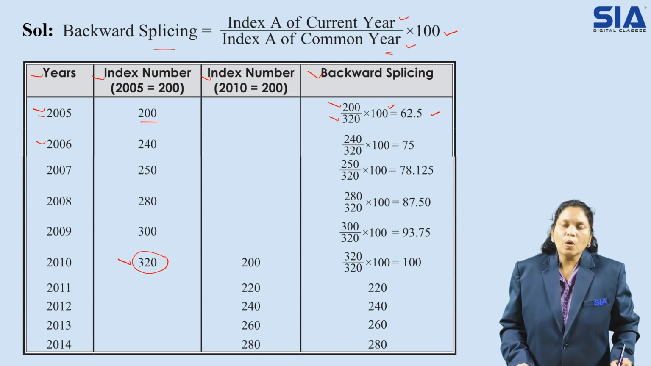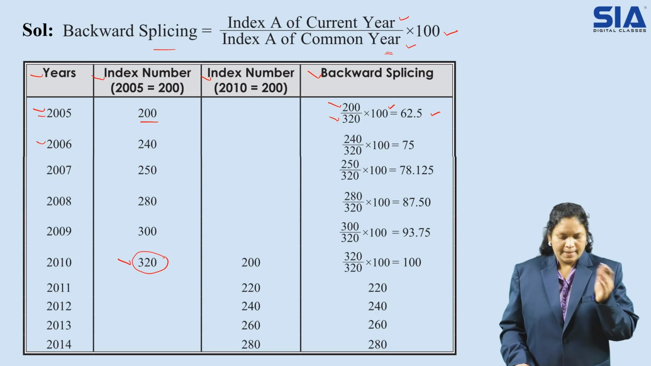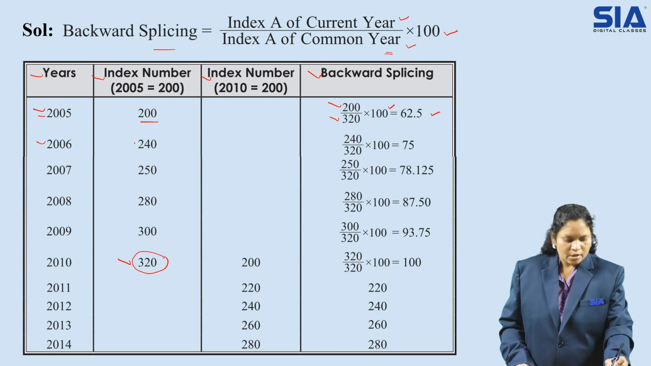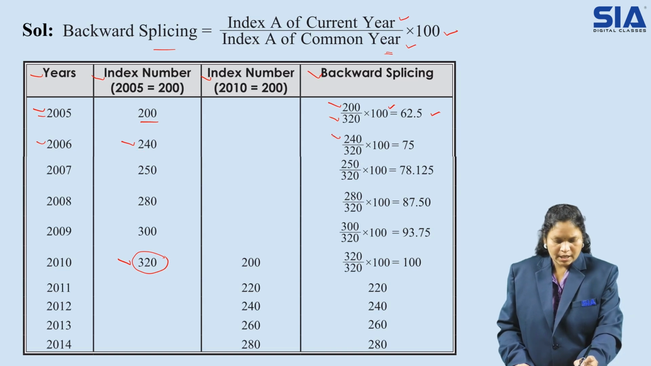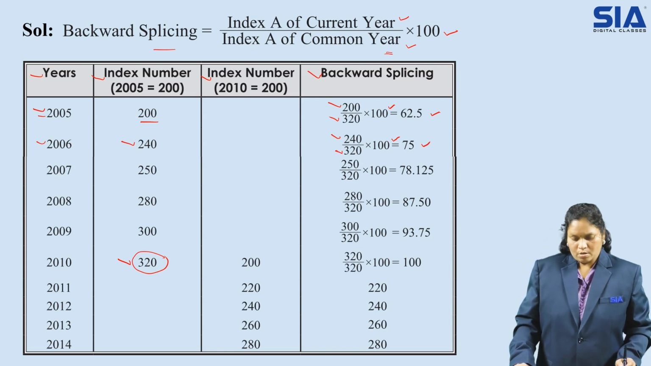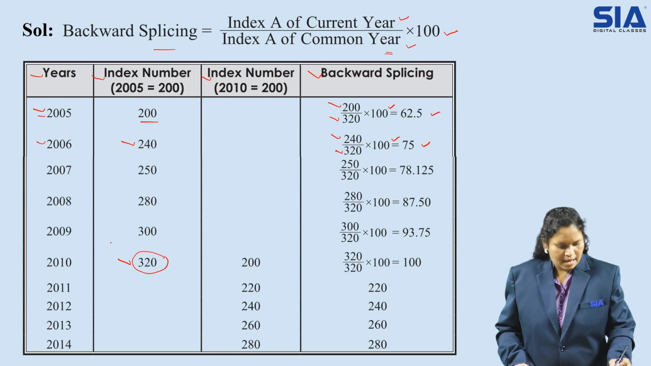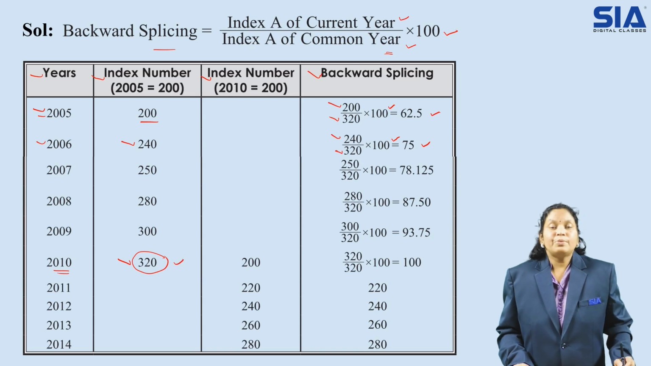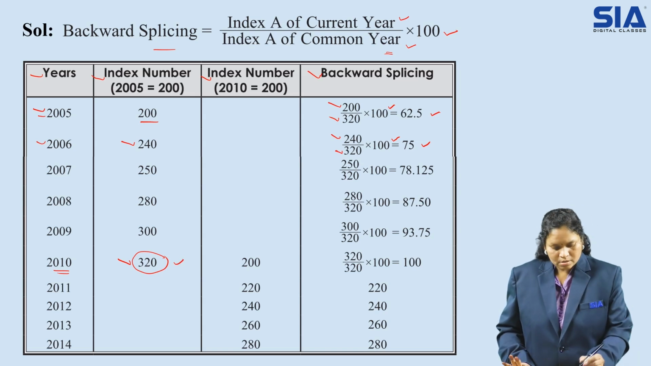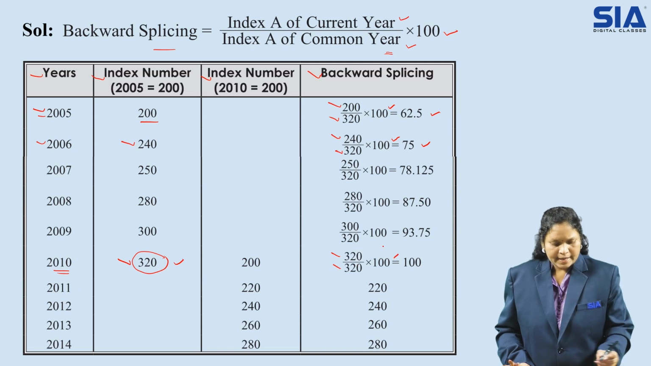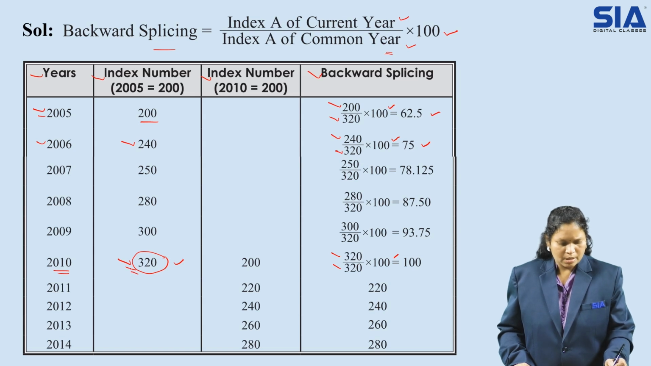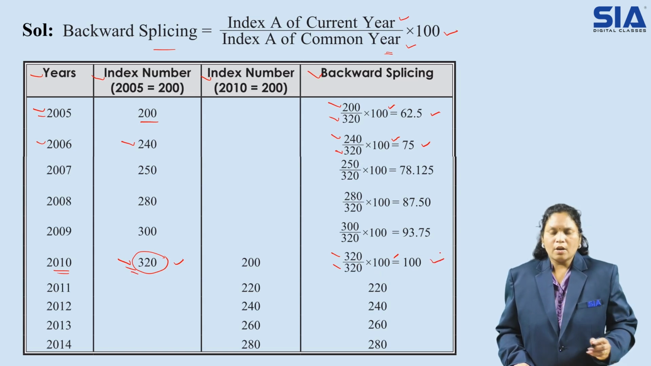Like that you have to go on doing until the missing values are there. Next, the second value I have is 240. So 240 divided by the common year, that is 320, into 100. I have got 75. In this way you have to go on doing for all other values, up to the last where it ends, that is up to 2010, 320. Up to there we have to go on using this formula. So 320 by 320 into 100, that is, the current year is 320 itself and the common year is also 320. So 320 by 320 into 100 is 100, which we got as the answer.